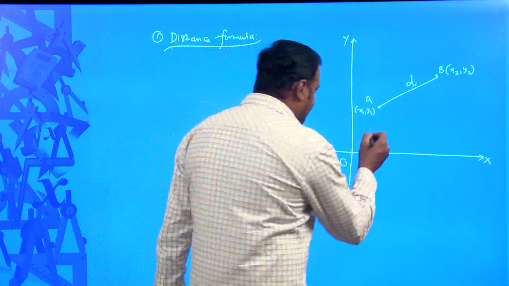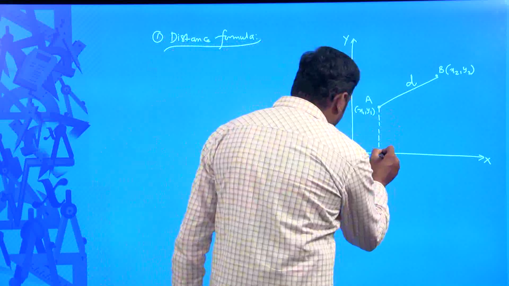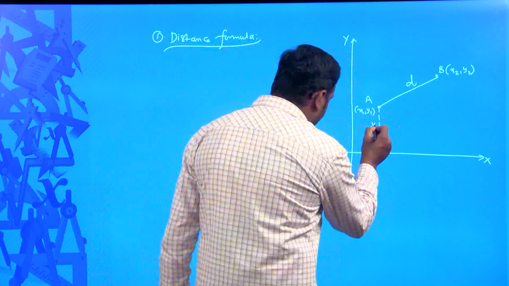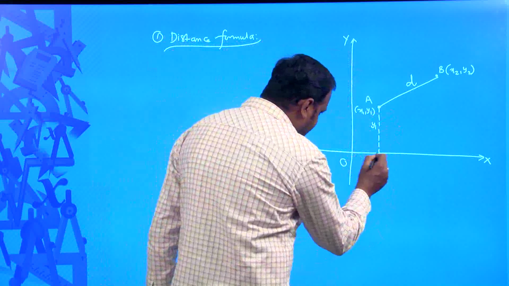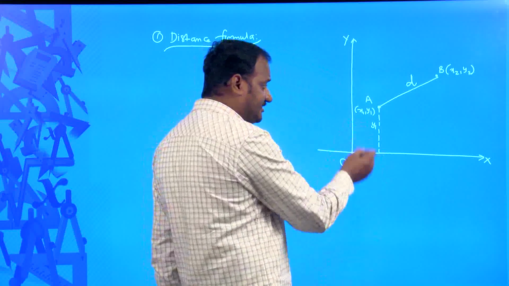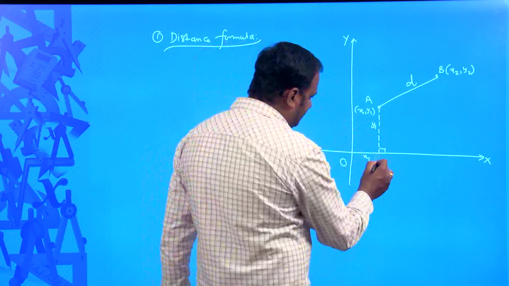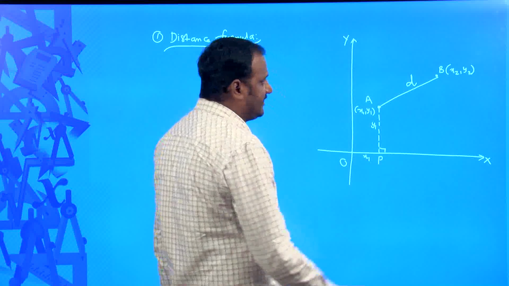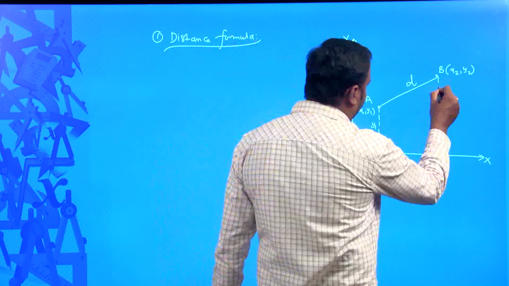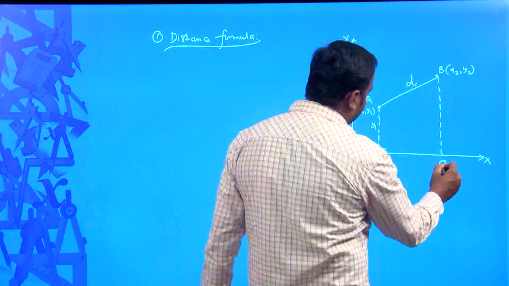For that, the distance of this point from the x axis, that is the vertical distance, is y1, and the horizontal distance is x1. That is why that point is x1 comma y1. This is perpendicular. Let this point be some P, and again I will drop one perpendicular from B to identify the vertical distance of the point. Let it be some Q.